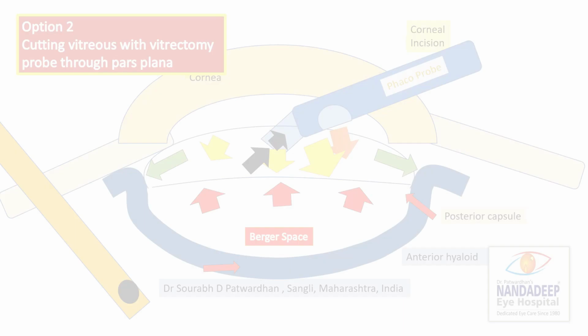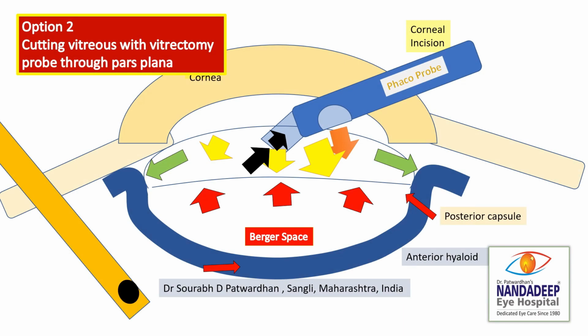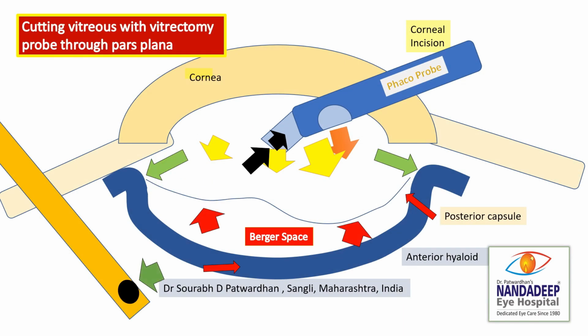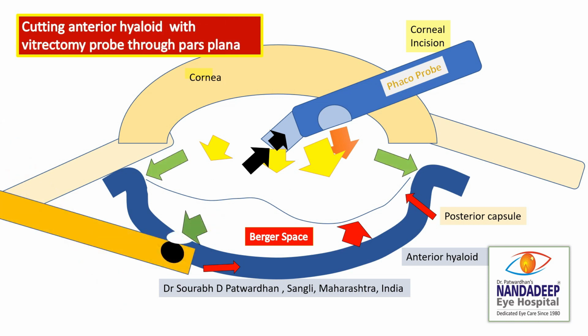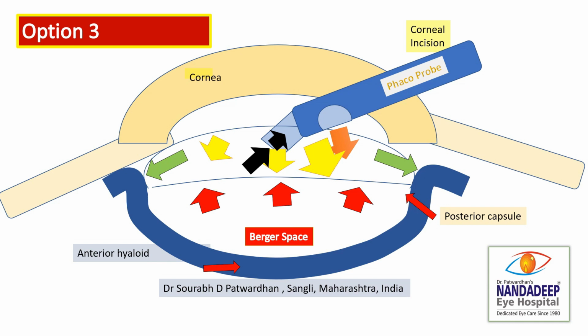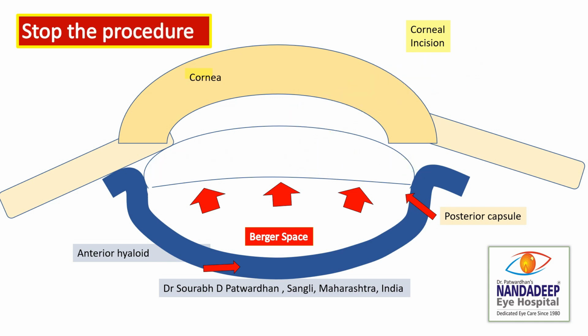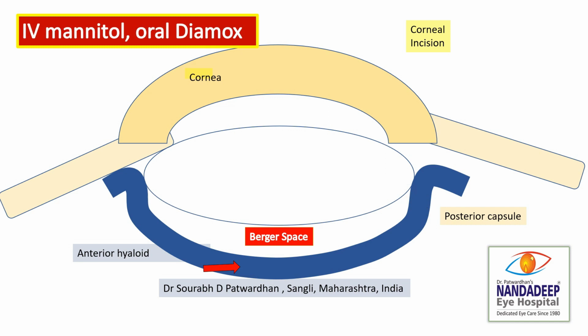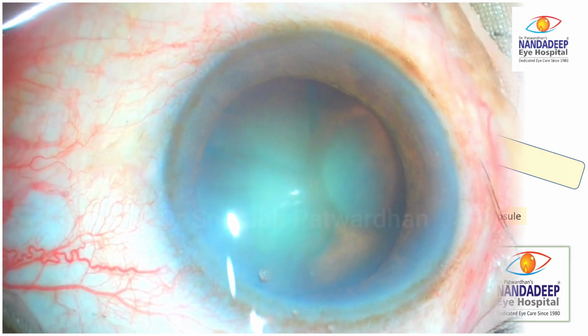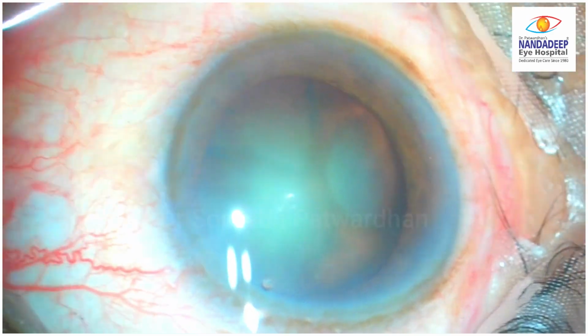Option 2 is to use a vitrectomy probe through pars plana, and you can cut the vitreous as well as antihyaloid. This is more useful when the pressure is high. And option 3 is to just wait, give IV mannitol, try to form the chamber with OVD, give Diamox. You can defer the surgery, just close the incision, defer the surgery. Once fluid settles down, you can go ahead with the surgery either on the same day or next day.